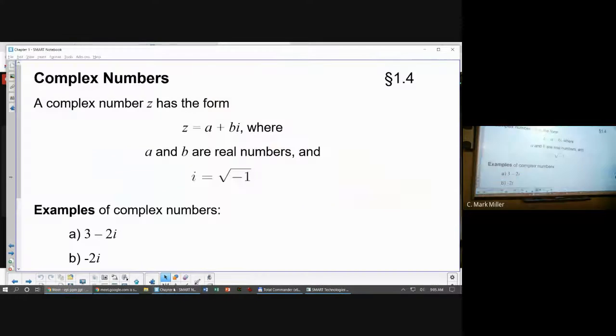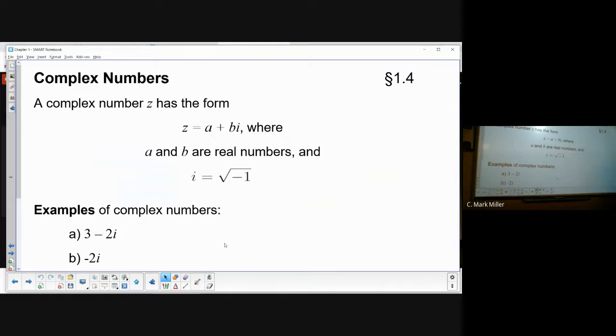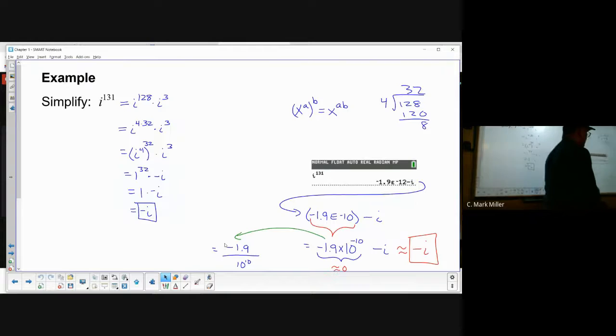So we left off with complex numbers, like I said, and we did some working with i, the complex unit. If you are unfamiliar with those or you weren't here last time, you really need to go back and check that out.